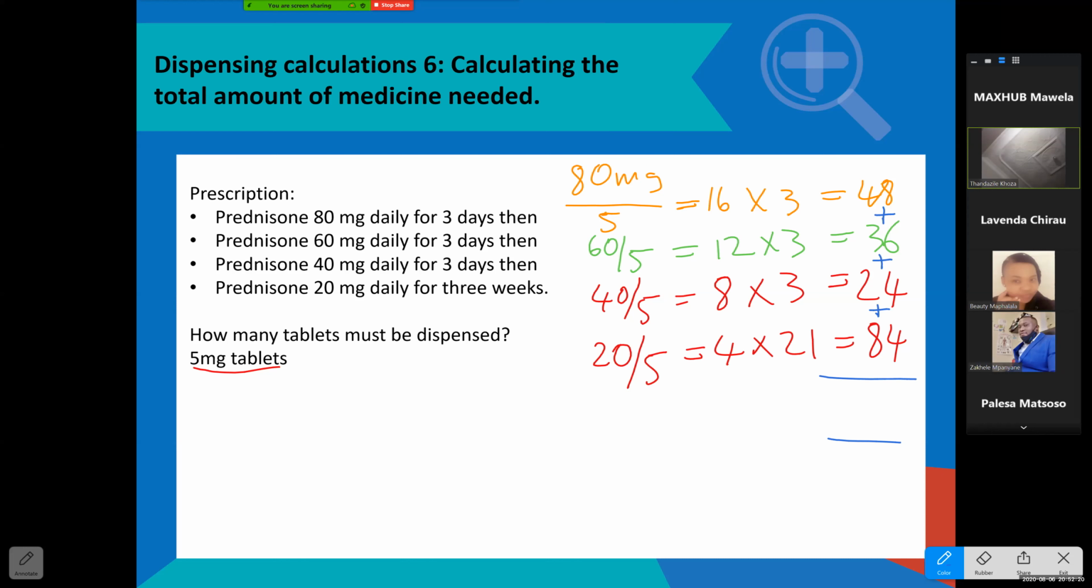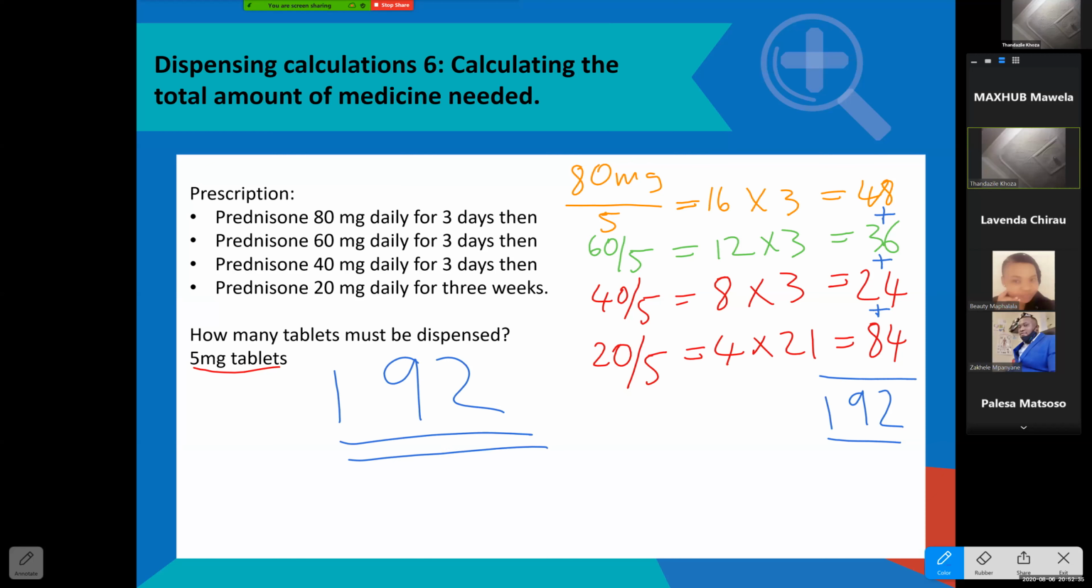Because today we are using technology. 192. So your answer here is 192. Do you see it, guys? Yes, Doctor. Thank you.